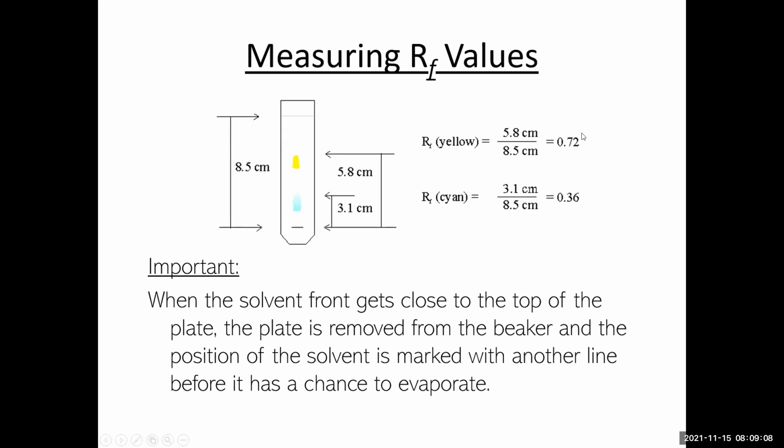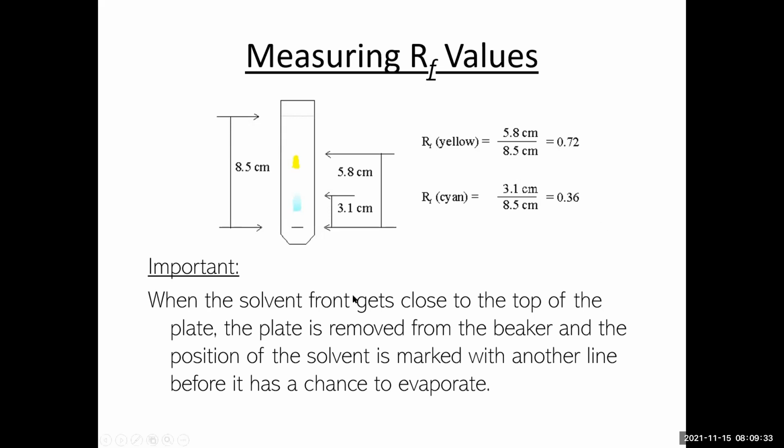RF of 0.72. So it's important to recognize the relationship between an RF value and polarity. The higher the RF value, the less polar the compound is, and the more highly it moves up the TLC plate because it doesn't have as great of an affinity for polar silica gel.